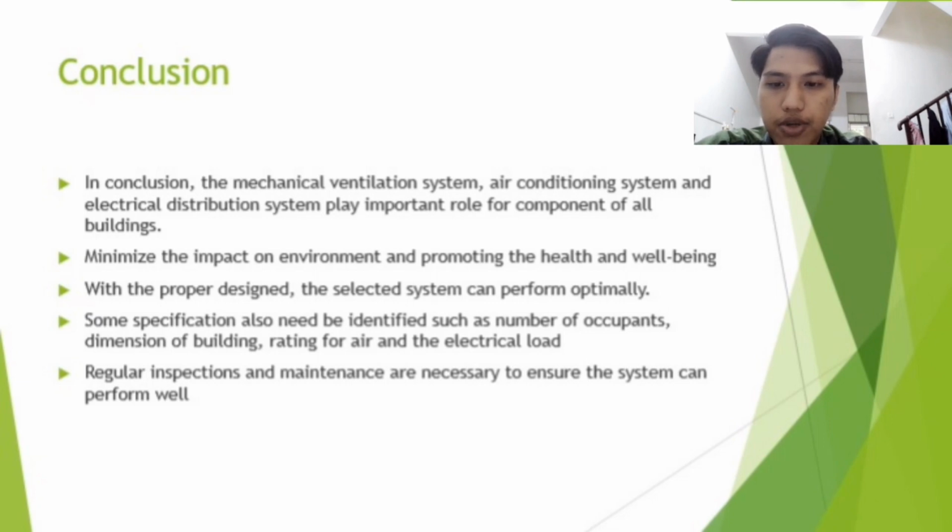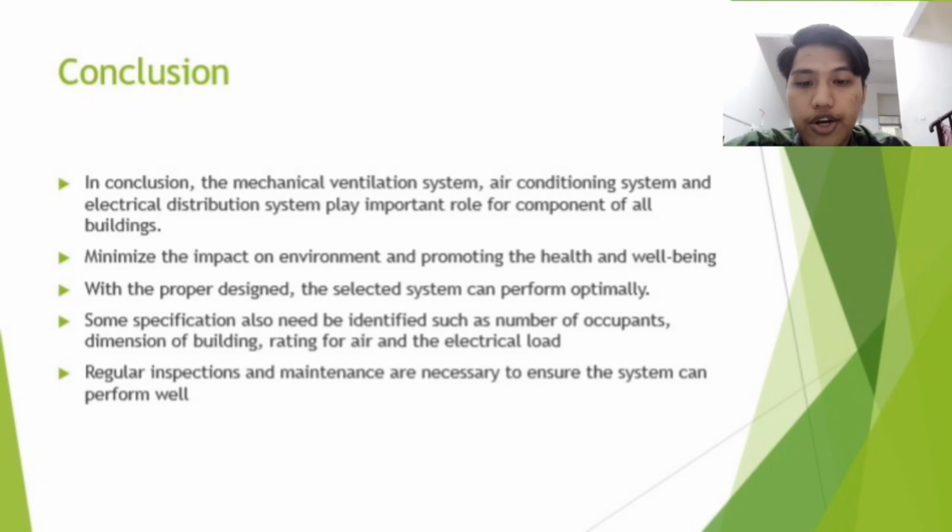So by identifying the specifications and requirements needed, the design of systems such as the mechanical ventilation system can perform well in providing a fresh air condition in the building while removing pollutants. While also the air conditioning and electrical distribution systems should be energy efficient, with high energy efficiency equipment and controls used in the building. Regular inspection and maintenance are also necessary to ensure the systems can perform well and efficiently in the long term. Overall, the proper function of the systems for a building is important for the well-being and productivity of the occupants.